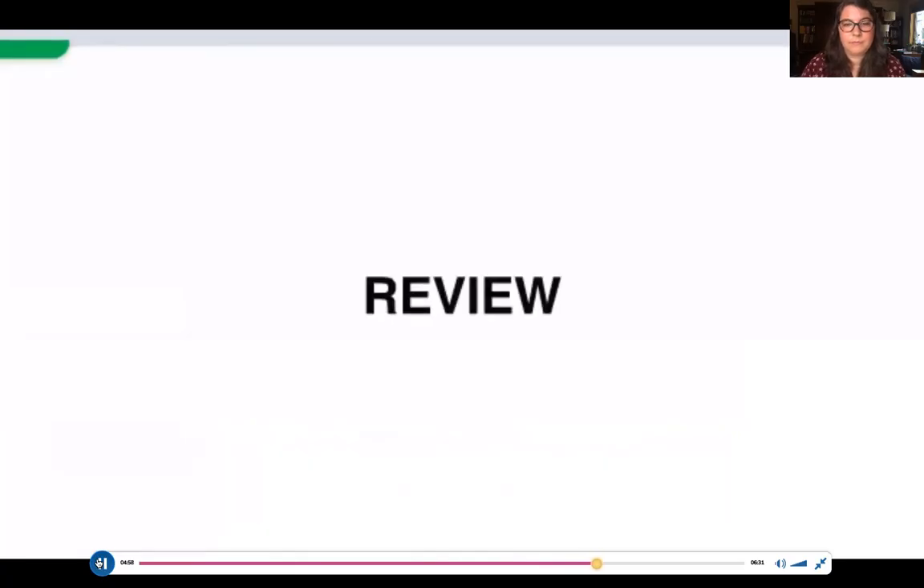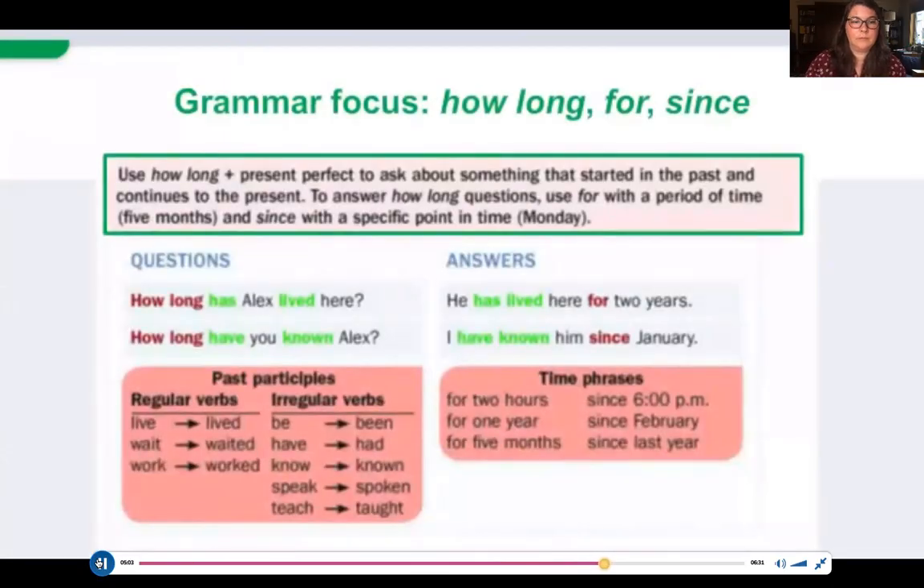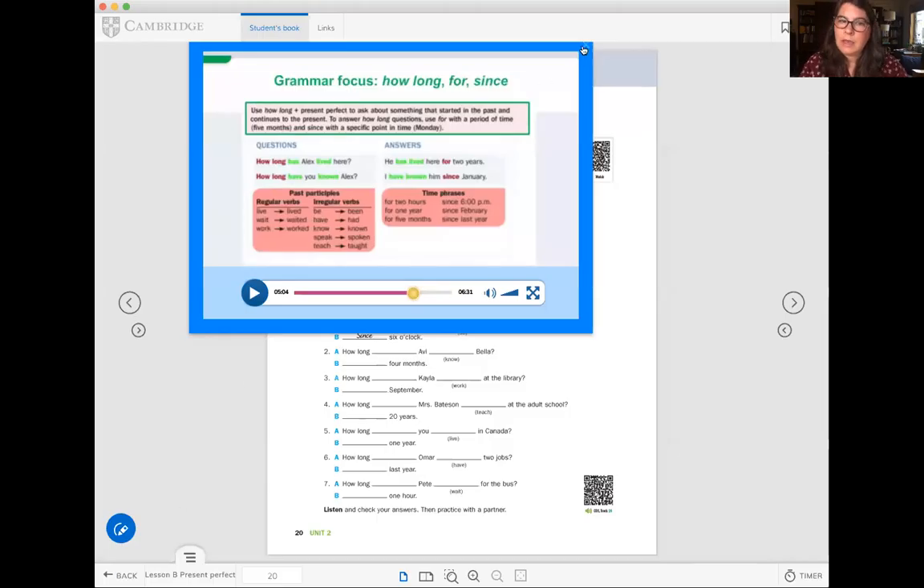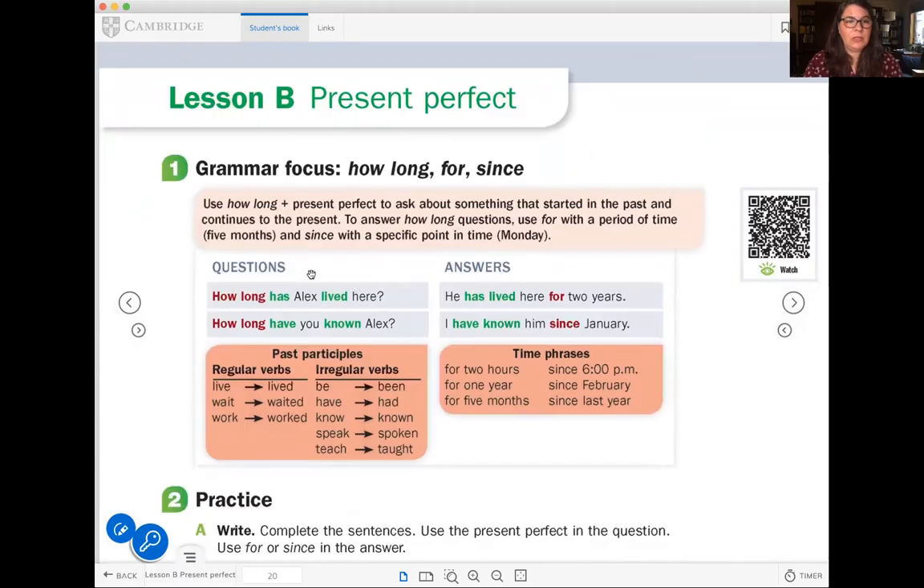Let's review. Use how long plus present perfect. I'm going to show this to you myself. It's in the book. Okay, I know there's a lot in there, but you can watch it again if you want to. So this chart is pretty good. You use how long, present perfect, to ask about something that started in the past and continues to the present, still true, okay? To answer them, use for with a period of time, start and finish, or since with a specific point in time, Monday, last week, last year, okay?